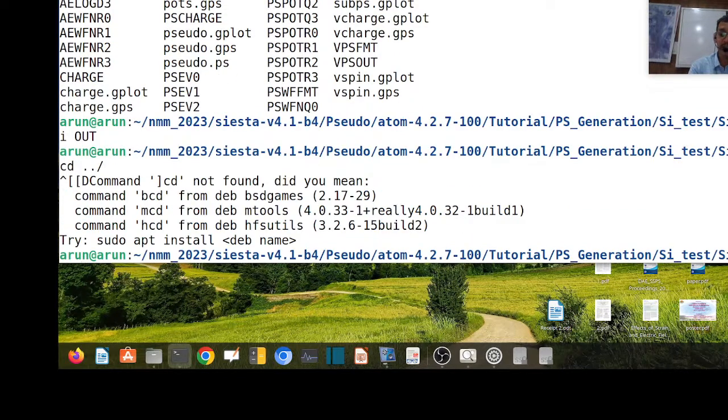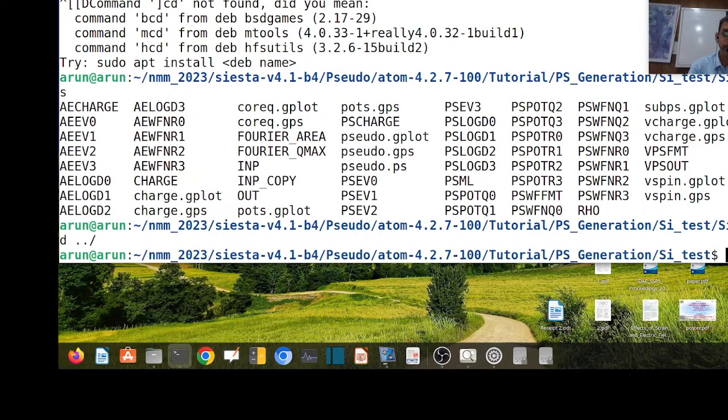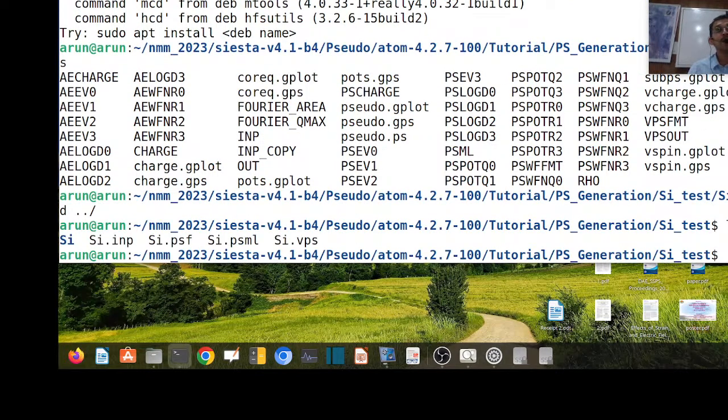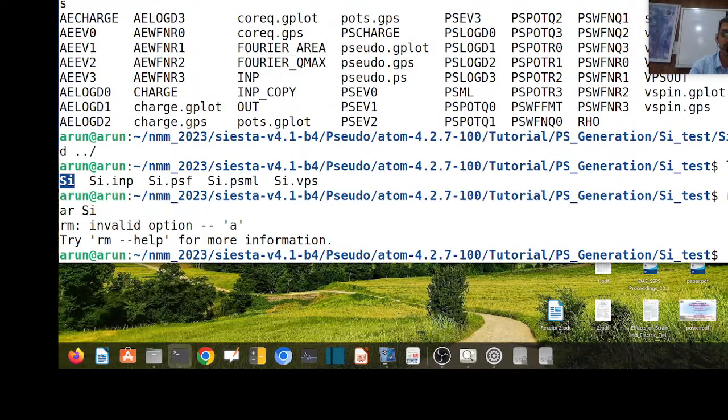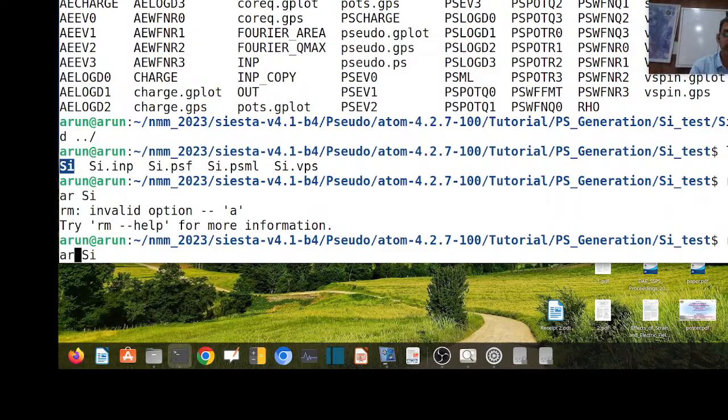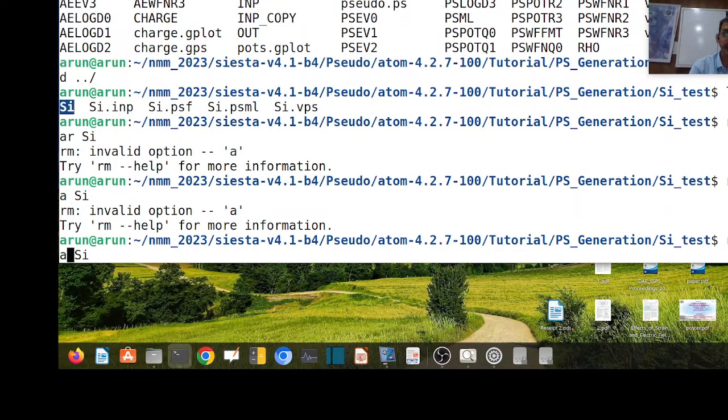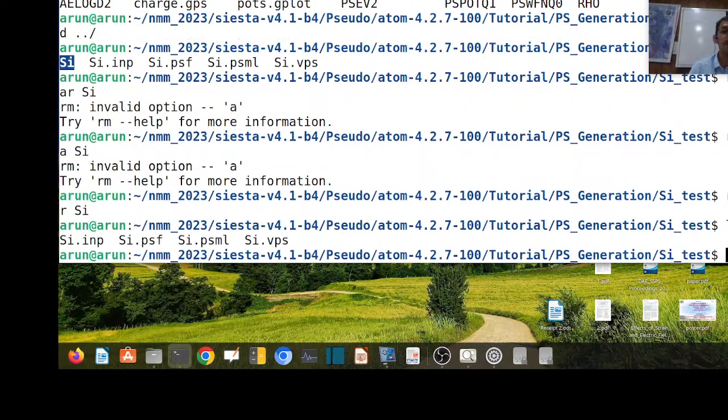I am just coming outside. Now I will do the core correction. I removed this directory. Which directory? Which was created due to the run of the atom code using the script, right? I have to remove it. So rm -r Si. Oh, sorry. Dash R. Yeah, it's removed now. Now I again run the script, but with some slight modification.